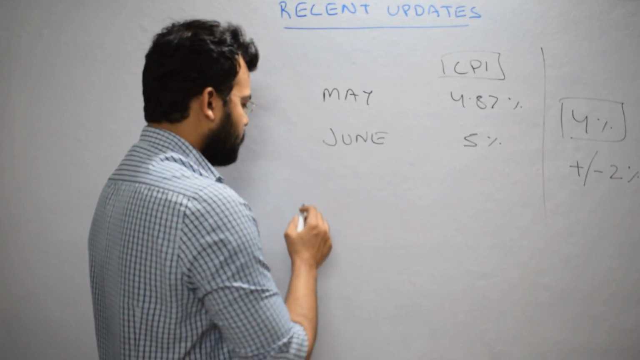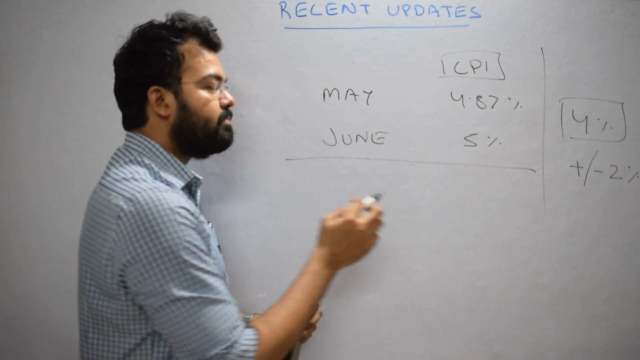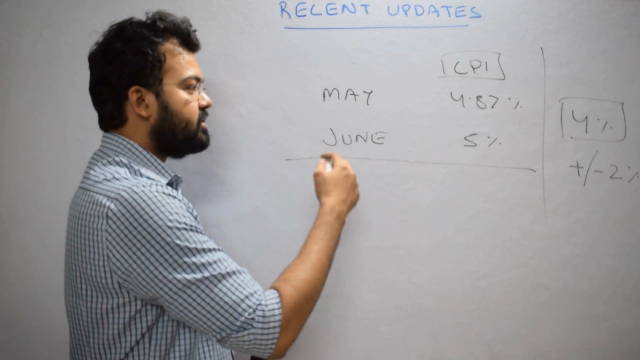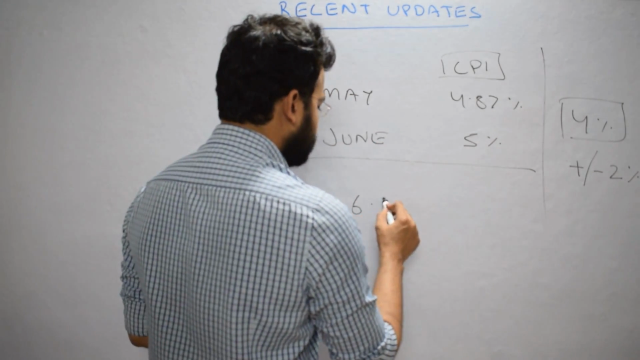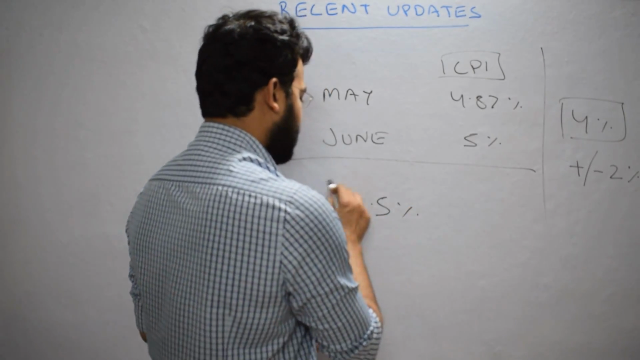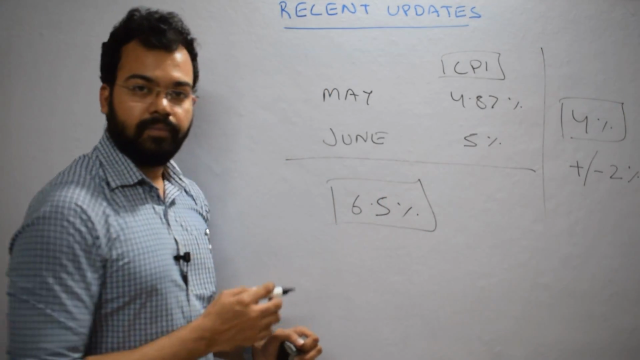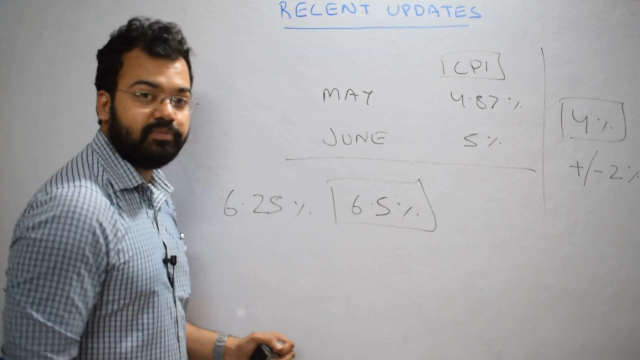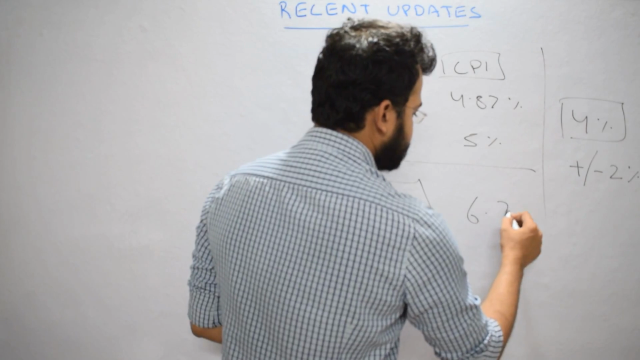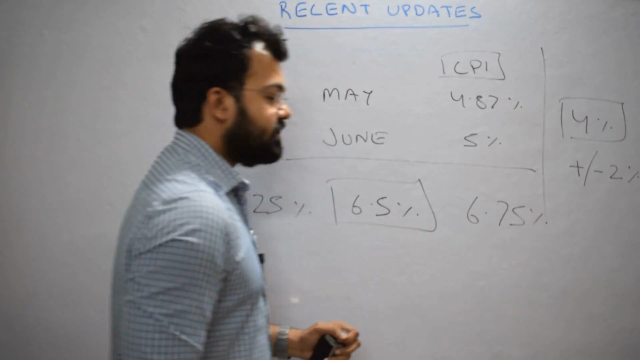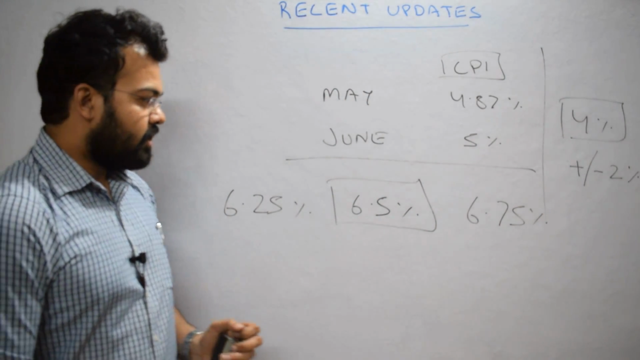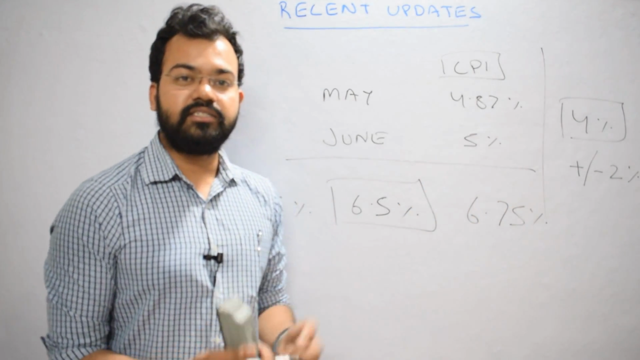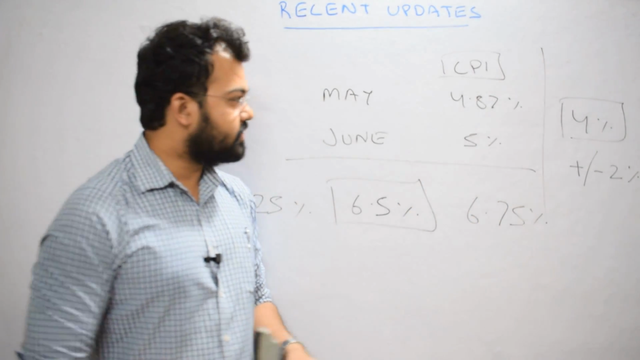So with 5% inflation, accommodating this important factor that inflation is going up, RBI decided to hike the repo rate to 6.5%. Now if we are talking about the reverse repo rate, it is 6.25%, and the MSF, that is Marginal Standing Facility, is 6.75%. Now what is the impact of this on the marginal cost of funds based lending rate?